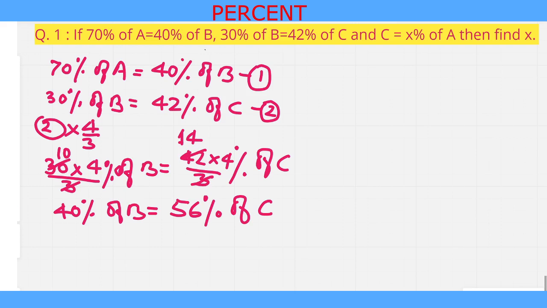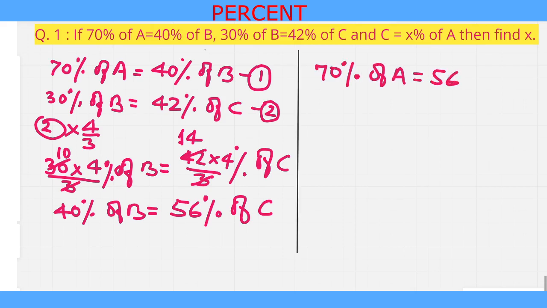Now if we put the value of 40% of B in equation 1, then we get 70% of A equal to 56% of C. Cancelling percent by percent and dividing both sides by 14, we get 70 when divided by 14 gives 5 and 56 when divided by 14 gives 4. And cancelling off on both sides, we get A equal to 4 upon 5C.